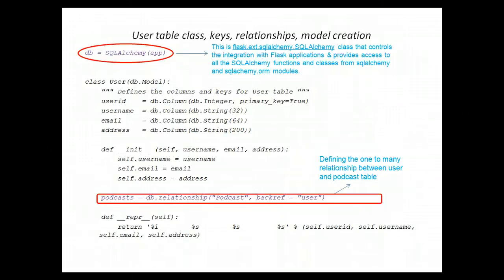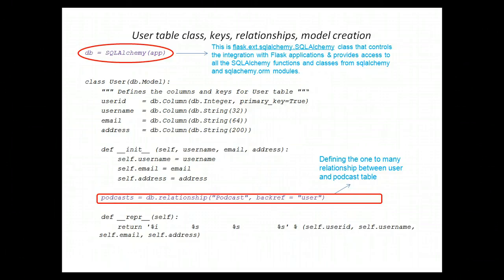So, defining the model. After you do the configuration for SQLAlchemy saying that you want to use SQLite, what you need to do is create an instance of the SQLAlchemy class. This is the class that controls the integration with Flask applications and provides access to SQLAlchemy functions from the SQLAlchemy module and the SQLAlchemy.orm module.